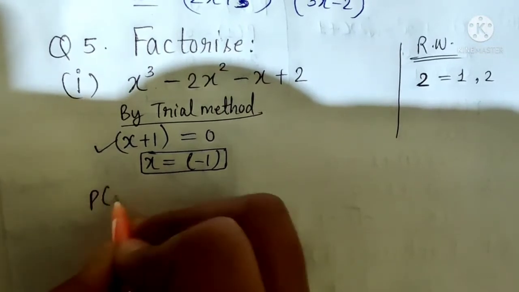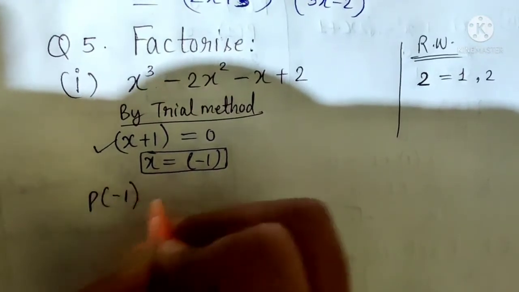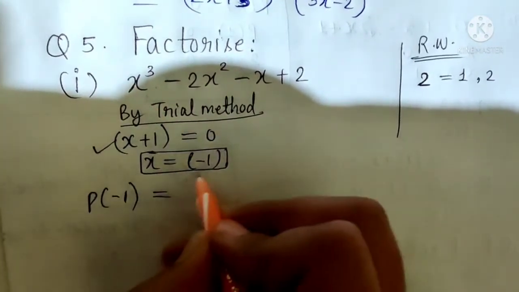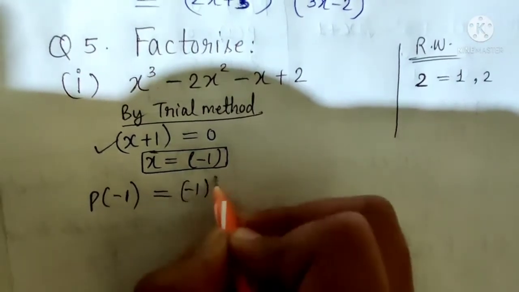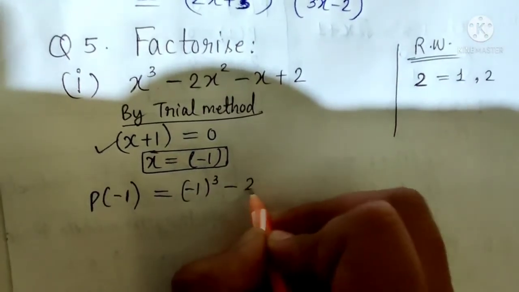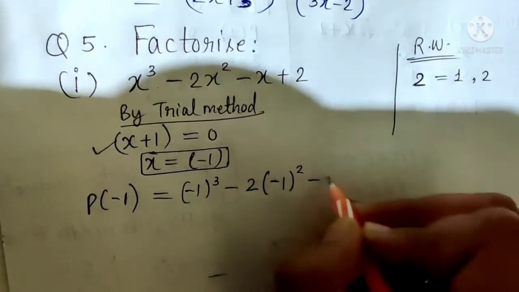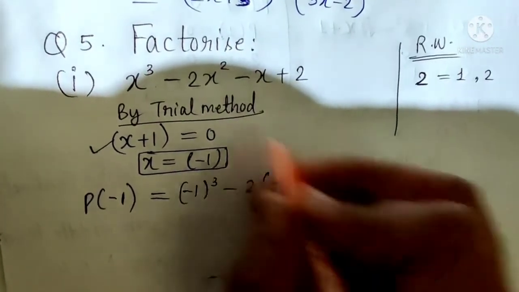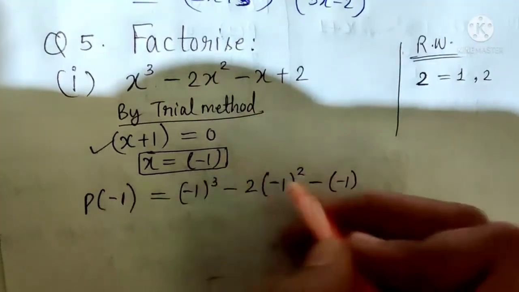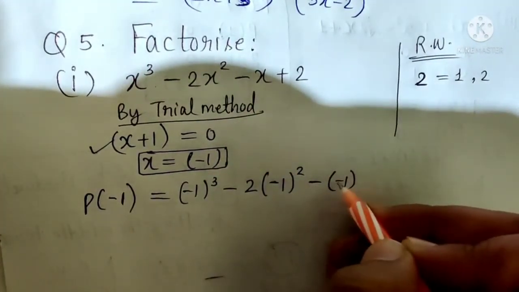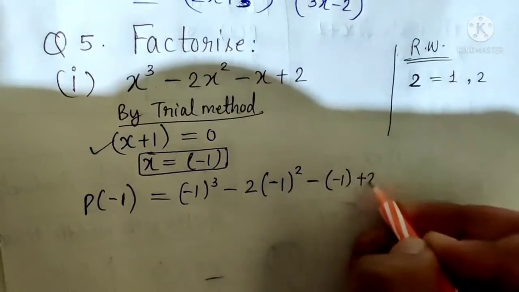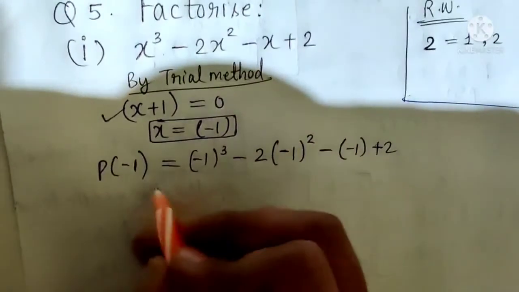The given polynomial was p(x), so we will write p(-1) now, and wherever x is there we will write minus 1. So (-1) whole cube, then minus 2 multiplied by x square, that is (-1) whole square, then minus x, that is minus (-1). See, that is a minus sign and the number itself is minus, that's why again I put bracket (-1). At last plus 2. Let's see what will come.